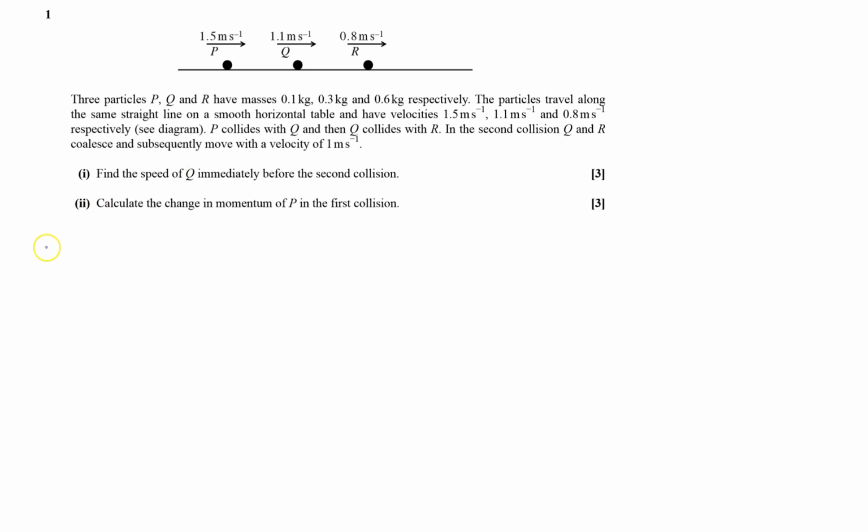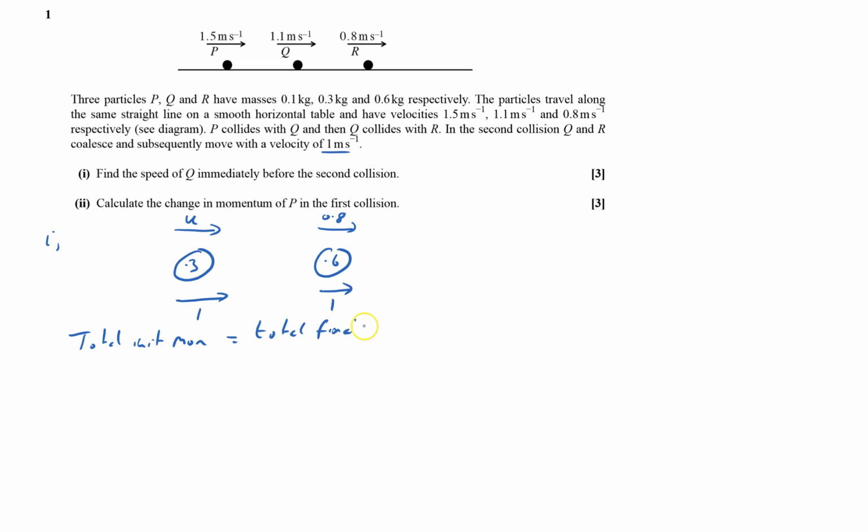So I need to just look at Q and R. And Q is 0.3 mass and this is 0.6. It starts off here. This one I've got to find U, and that one is 0.8, and they go at the same speed afterwards, and the speed is 1. So both of these go at 1, and I know that total initial momentum equals the total final momentum.